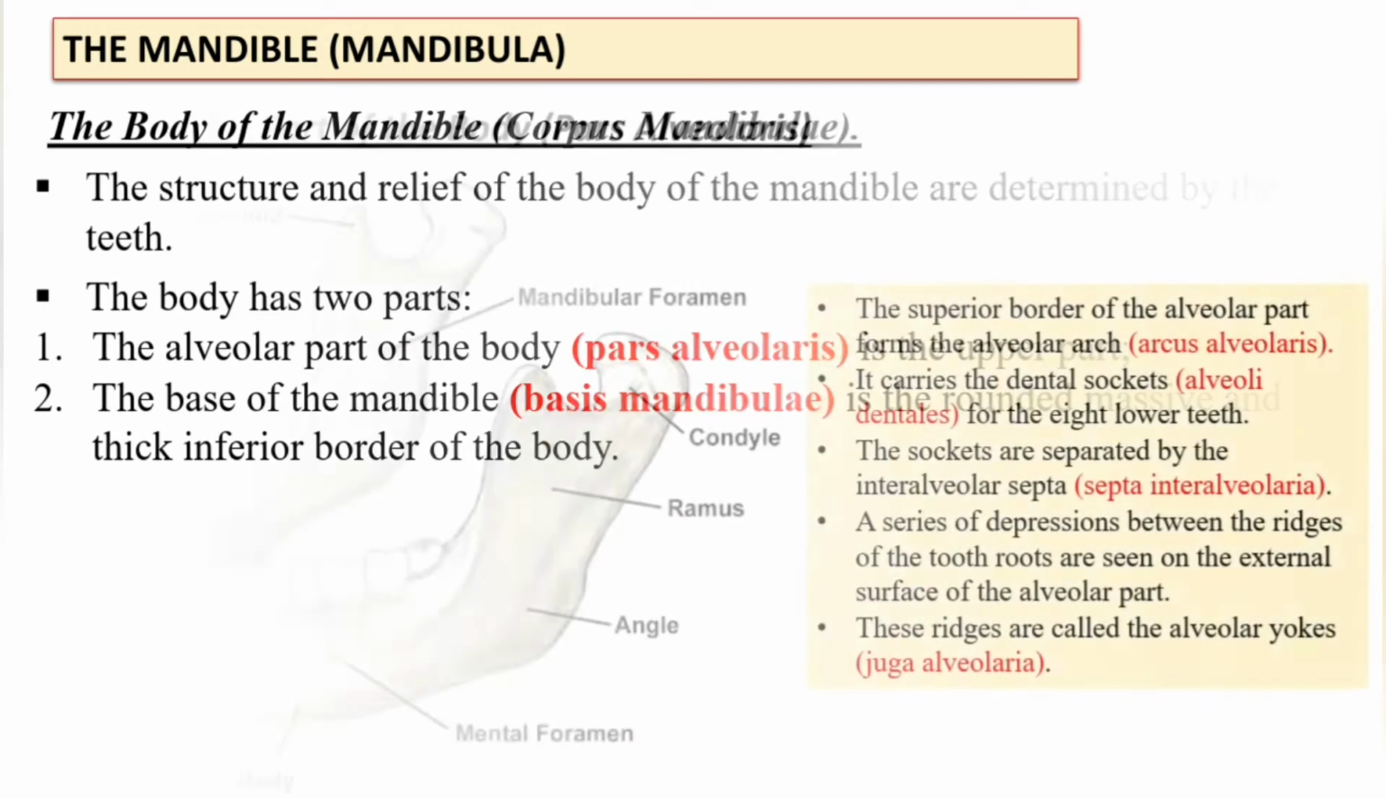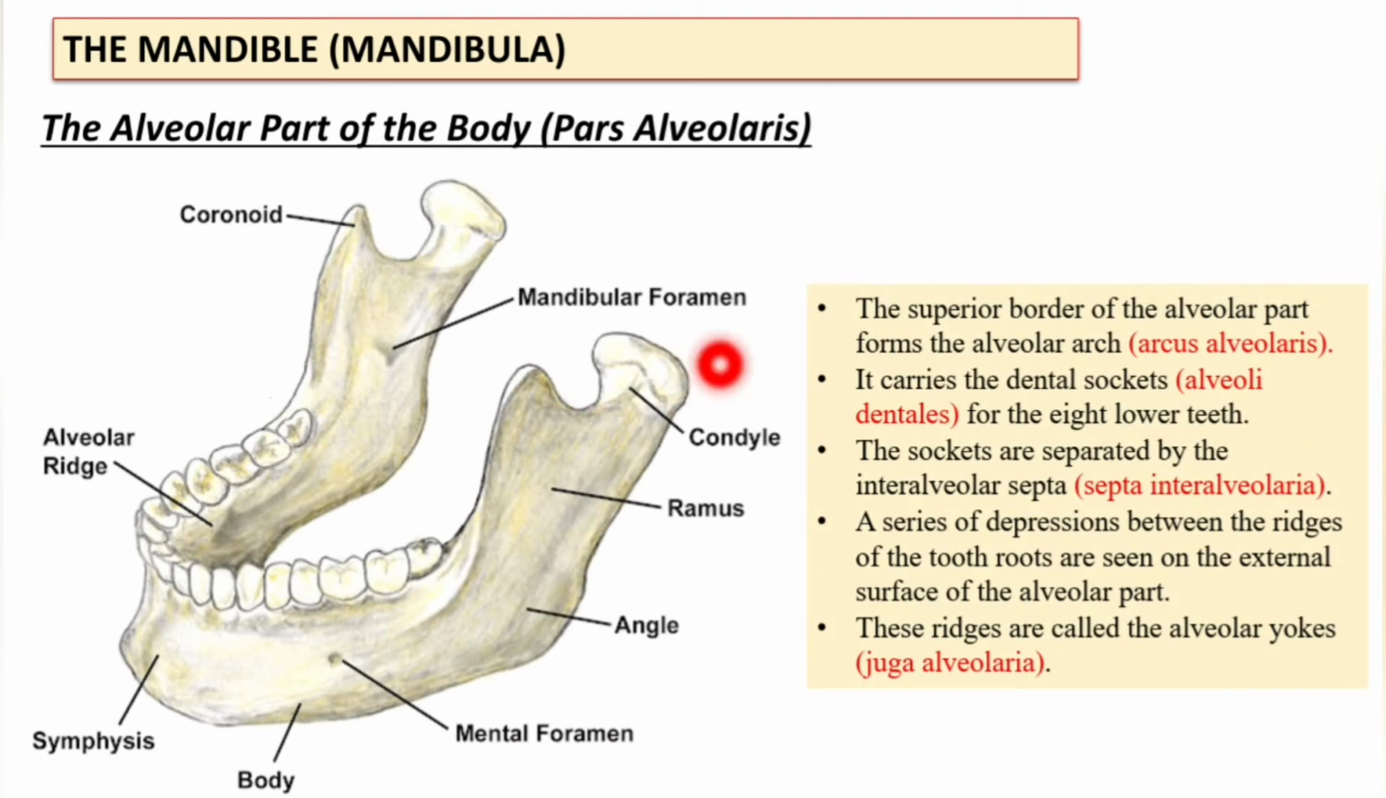Okay, let's look here. What do we have? We have the alveolar part, which is upper here. The superior border of the alveolar part forms the alveolar arch, arcus alveolaris. Remember, which other bone has arcus alveolaris? Yes, it's the maxilla. It carries the dental sockets, alveoli dentales, for 8 lower teeth.